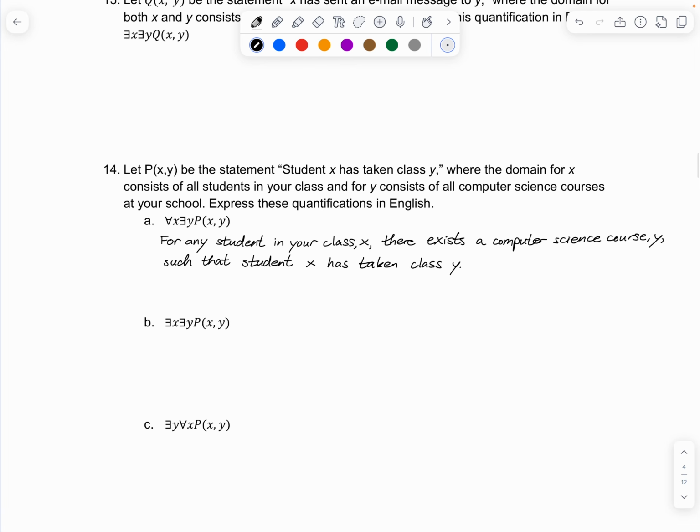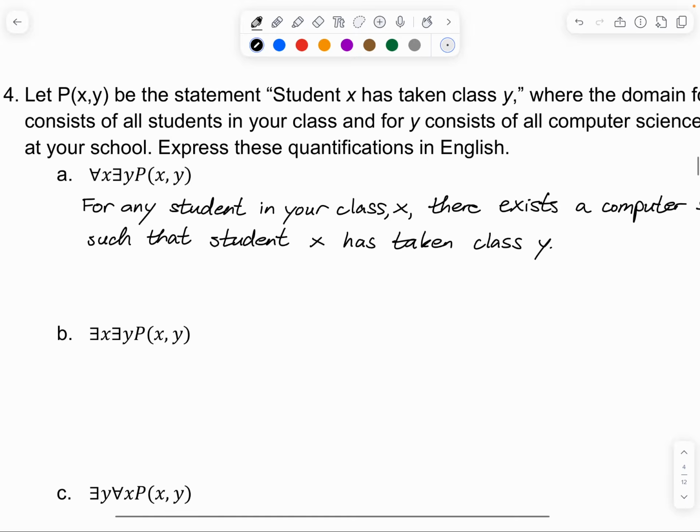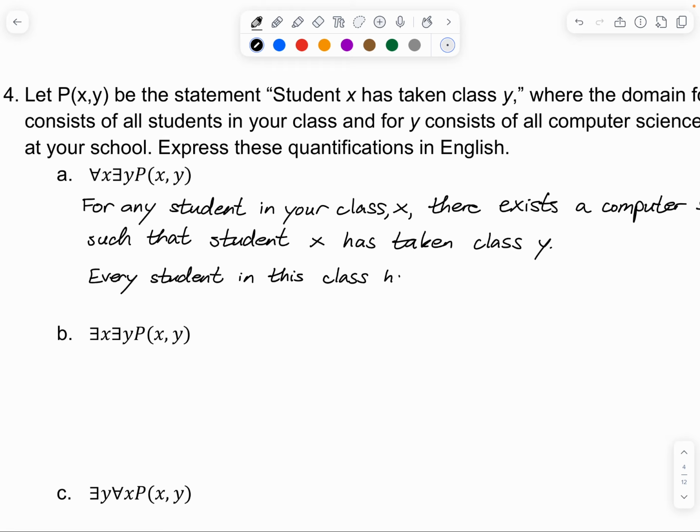But this language is super, super formal. So I like to always do a second pass where I rewrite it in much more conversational language. So this is saying, pick any student in the class. There is a computer science course that they have taken. So that's what I'm going to say. Every student in this class has taken a computer science course.